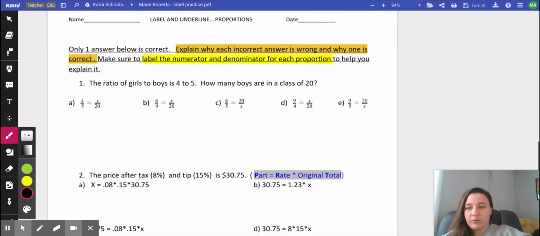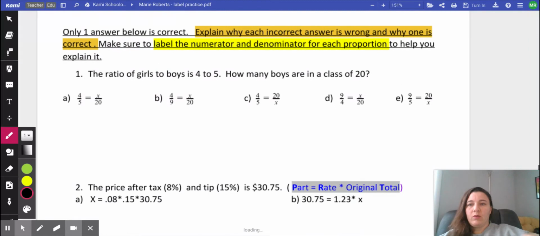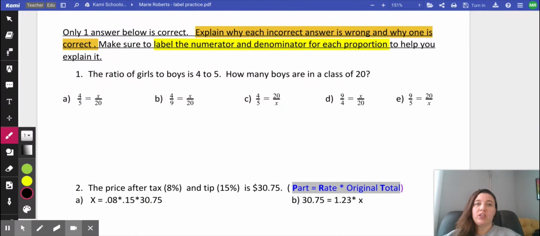So over here, I have only one answer below is correct. Explain why each incorrect answer is wrong and why one is correct. Make sure to label the numerator and denominator for each proportion. So it's almost like it's 5 questions. Okay, that's kind of like a Common Core thing. It looks like it's one question with multiple answers when really it's multiple questions.